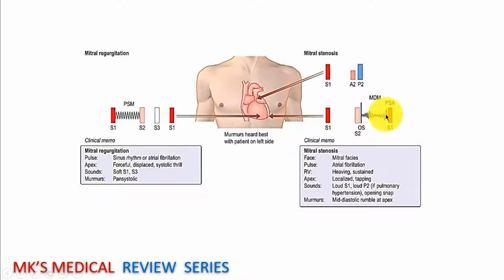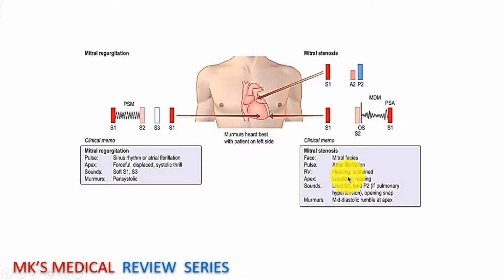And then you may sometimes get presystolic accentuation over here. Remember this presystolic accentuation that we talked about in the previous slides. So this is your characteristic murmur that you hear. And of course, you're going to be hearing it over the apex of the heart. And you may get other features here. Just to remind you, you may get some mitral facies or the malar flush. You may get atrial fibrillation. You may get a heave.